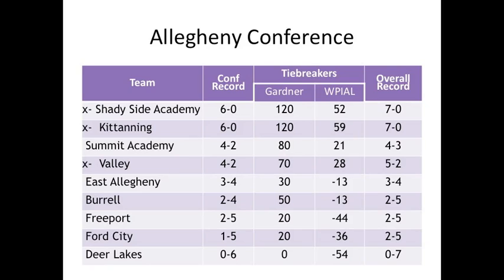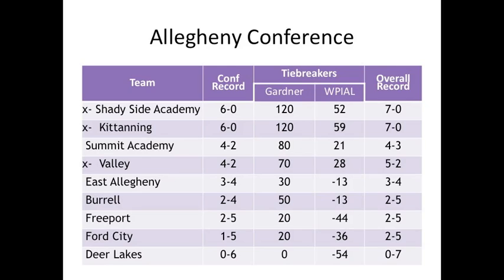Katanning faces Valley, and Shadyside Academy faces Summit Academy. If either team loses, a loss next week and a win by the team that beat them could catapult either Valley or Summit Academy into the top 2. Wins by both Summit Academy and Valley this week could create a 3-way tie scenario for second place.